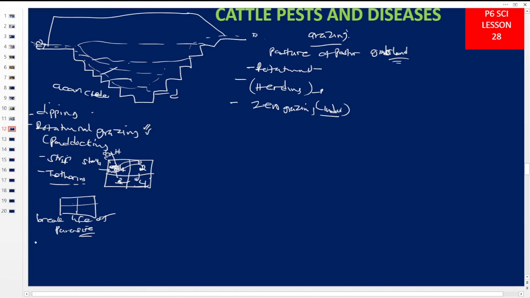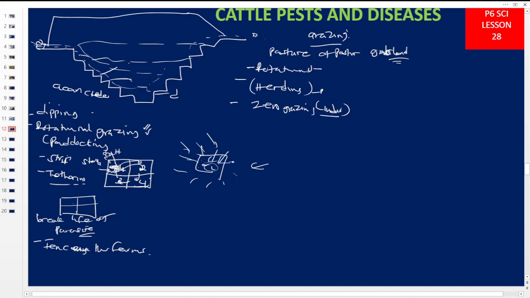Then another method here, we should fence our farms. The farms should be fenced. Why should we fence the farms? In order to prevent stray animals from getting in contact with our animals. If our farm is just open like this, then animals from our neighbors can come into contact with our animals.